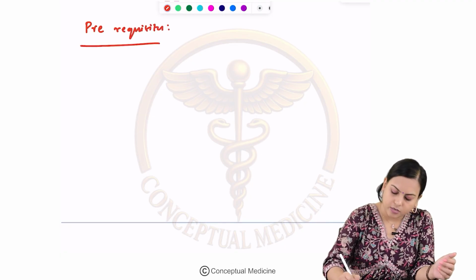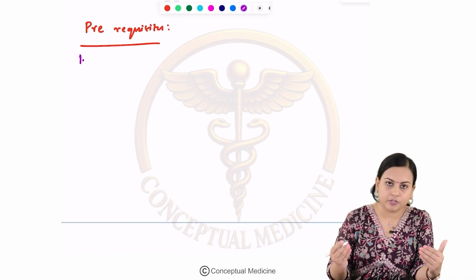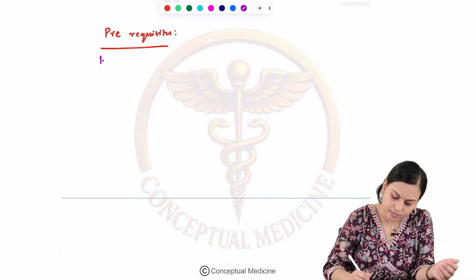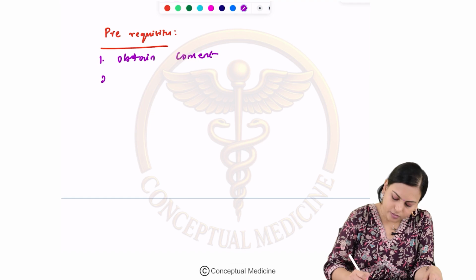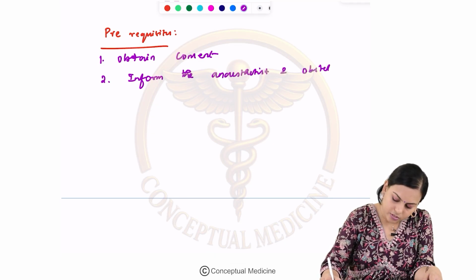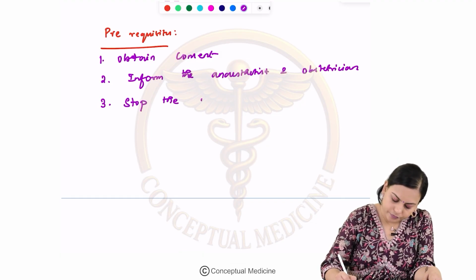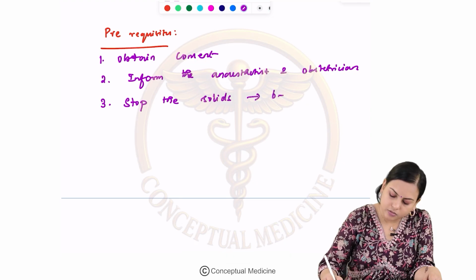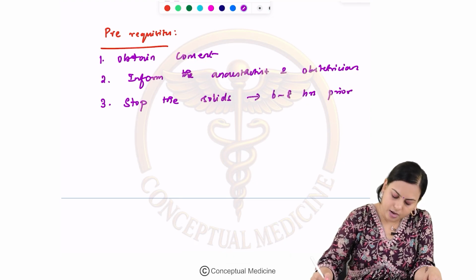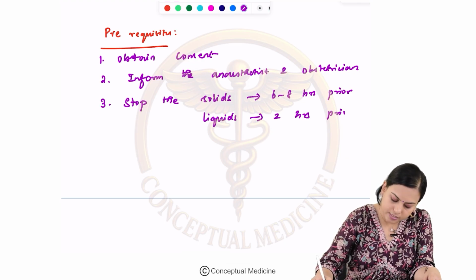Caesarean section. First thing, any procedure or surgery, you have to obtain consent. Okay, so that is the prior thing. So, obtain consent, then you have to inform the anesthetist and obstetrician. Number 3, you have to perform NPO for the patient. So, stop the solids 6 to 8 hours prior, and liquids can be given up to 2 hours prior the cesarean section.